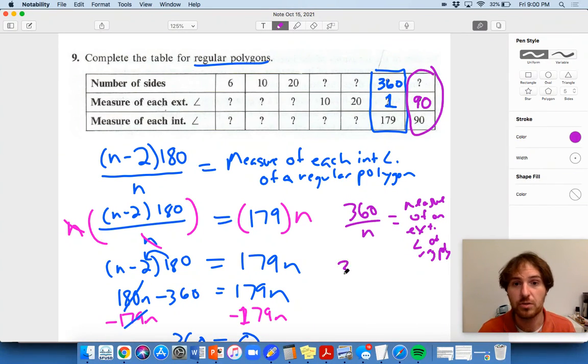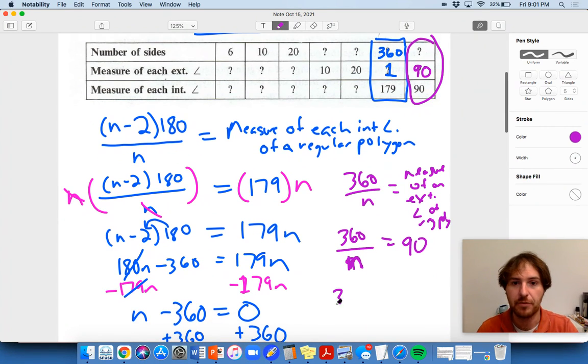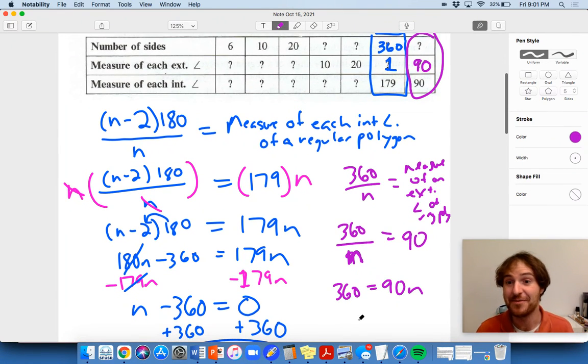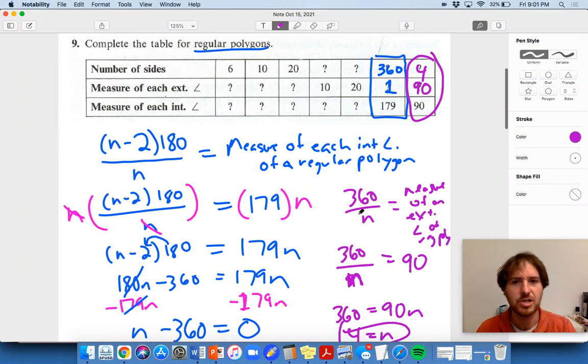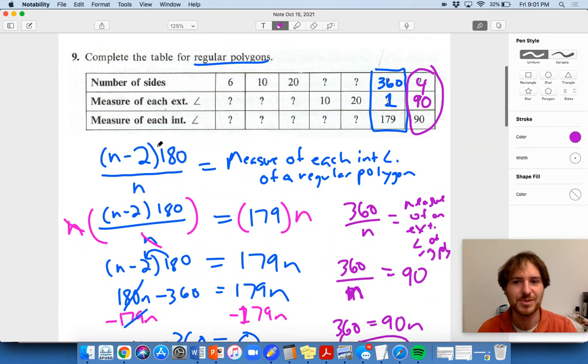Here I can just do 360 divided by n, since I figured out my exterior angle. That was easy enough. I'm going to replace this with 90 right here. This is a little bit easier to solve. Multiply both sides by n to get rid of the n down here, and I'd have 360 equals 90n. Divide both sides by 90. 360 divided by 90, well, 9 goes into 36 4 times, so 90 would go into 360 4 times as well. So 4 equals n. Fill it in there. It's a little bit faster if you get the exterior angle, because then you just use 360 over n. You don't have to use this big old formula here.